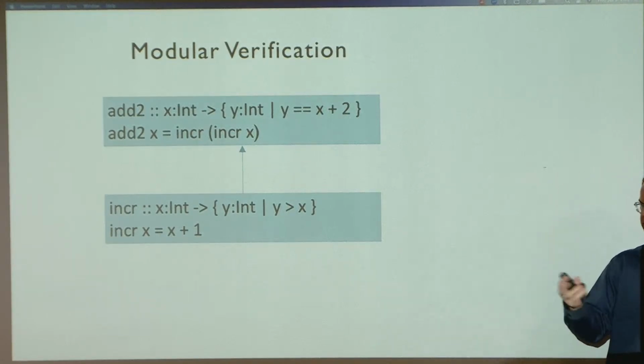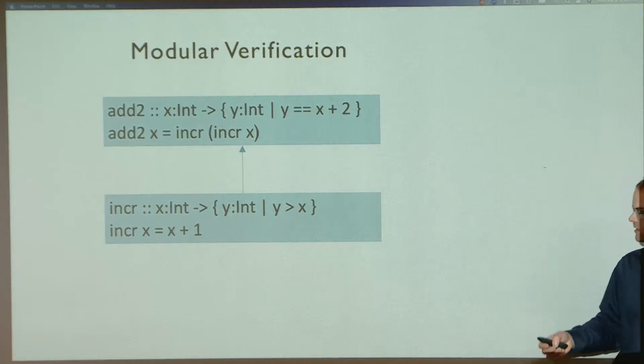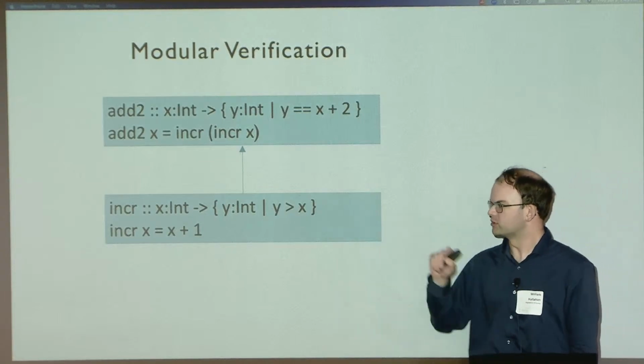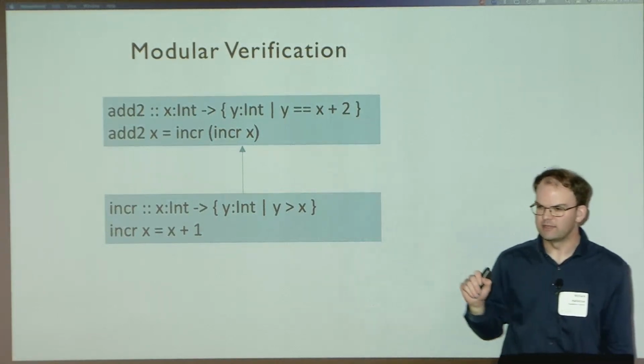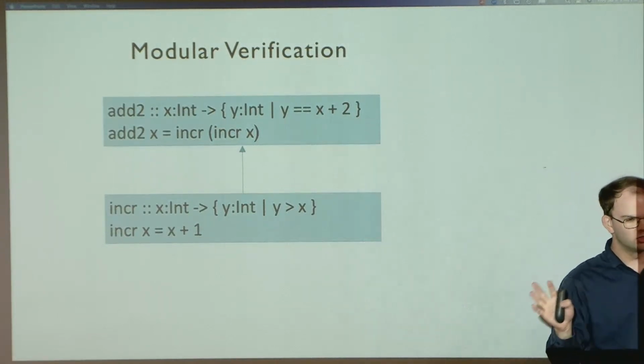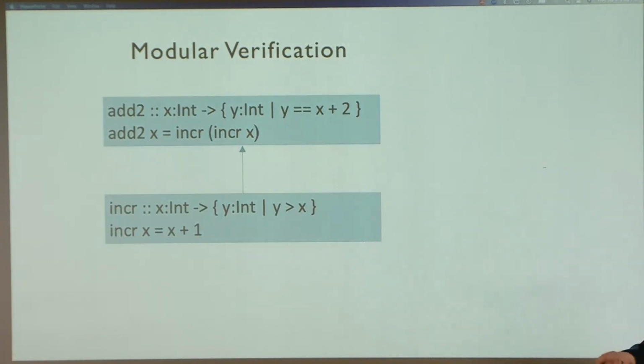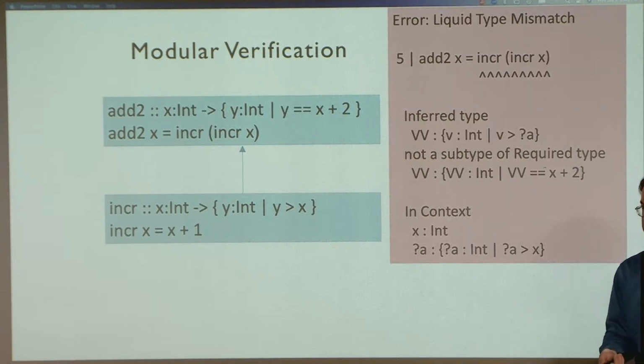So you might look at this and say, OK, this looks good, right? I am going to be returning a number that's greater than my input. I'm adding 1 twice, so that's the same as adding 2. This should all check out and be verifiable. And in fact, that's not the case. We're going to get an error message if we give this to Liquid Haskell, or again, any modular verifier.